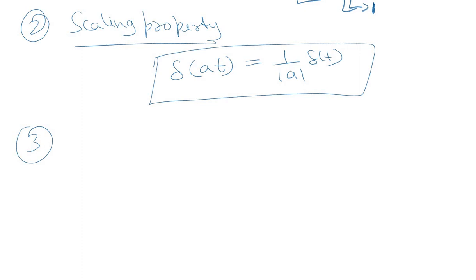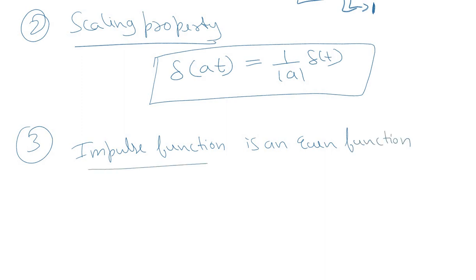The third property is that the impulse function is an even function. This is represented mathematically as delta of minus t is equal to delta of t.